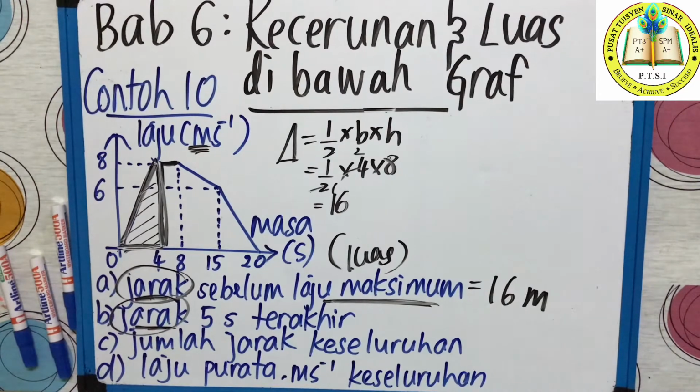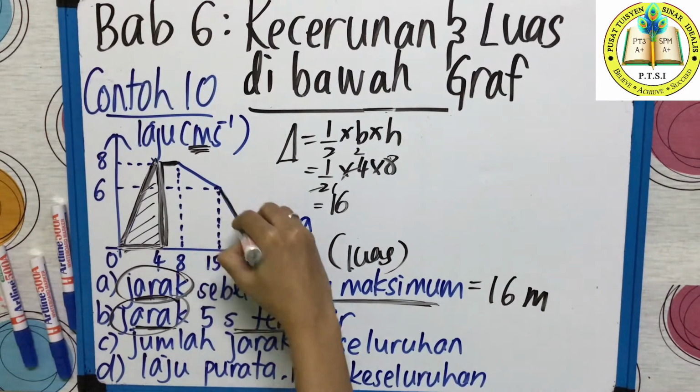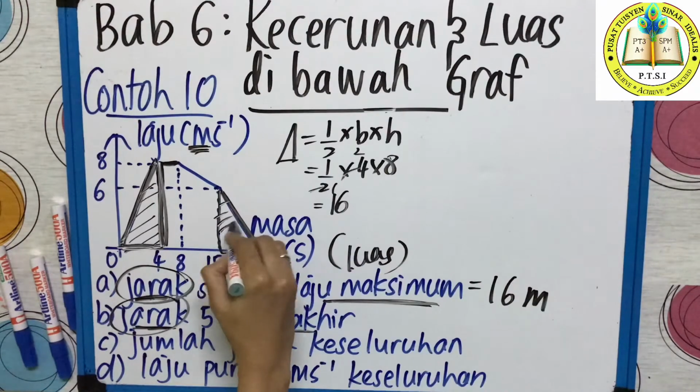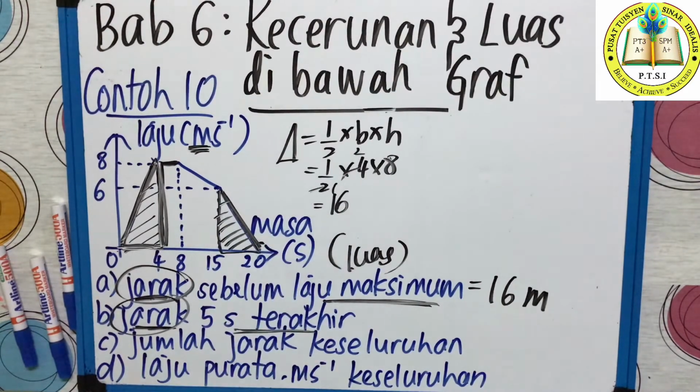Luas. You have to do luas, right? Area, jarak. 5 saat terakhir. The last 5 seconds. That means you must do area for the last part. That is 5 saat terakhir. How teacher know 5 saat terakhir? Here is 15. Here is 20. So consider this last 5 seconds, right? So you have to do area for this part.